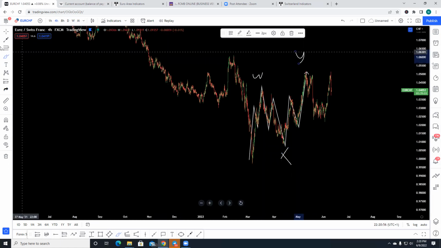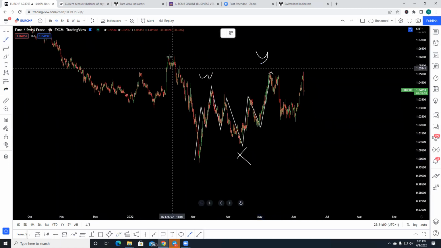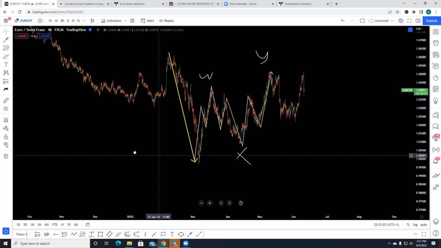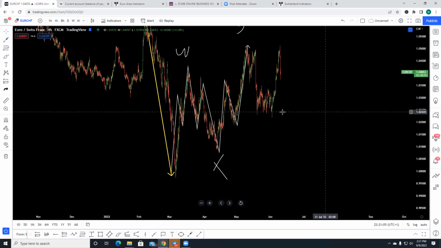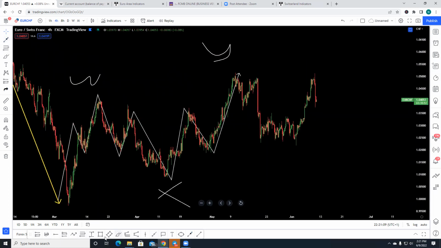It's a WXY structure, guys. And after, what is it correcting? It's correcting this move to the downside. And after this WXY structure is formed, guys, we need a crazy move to the downside.